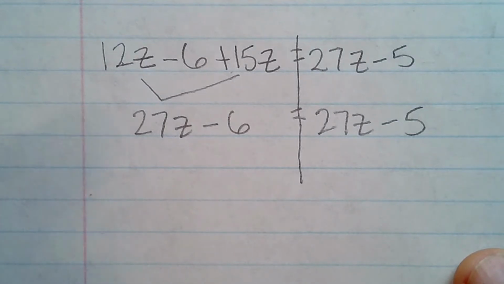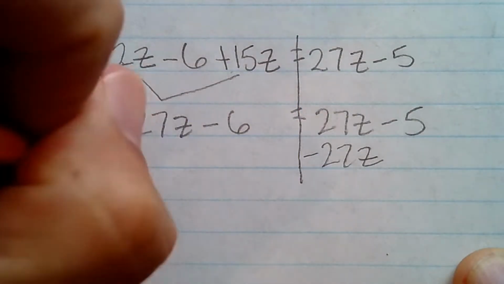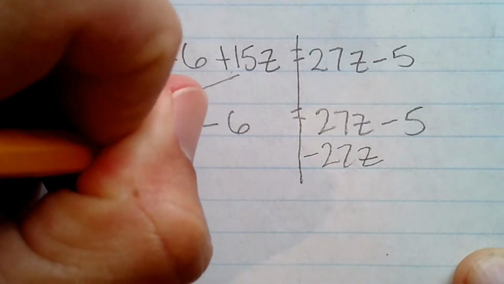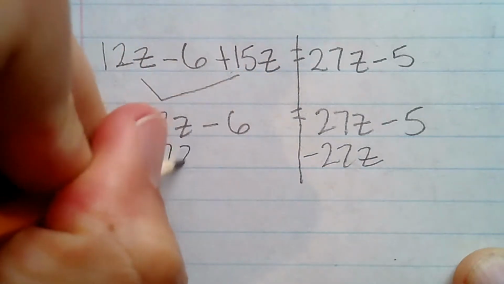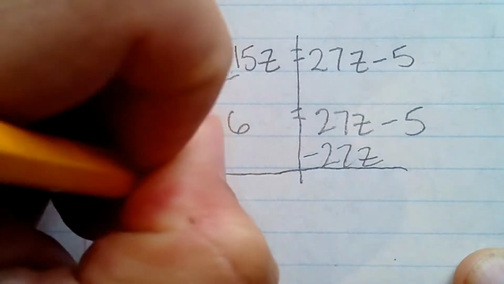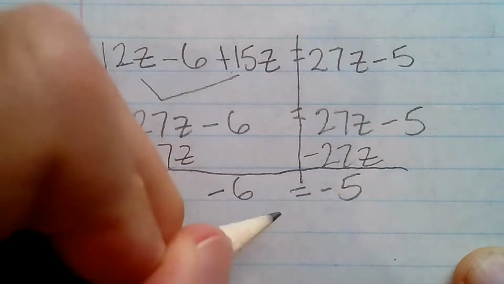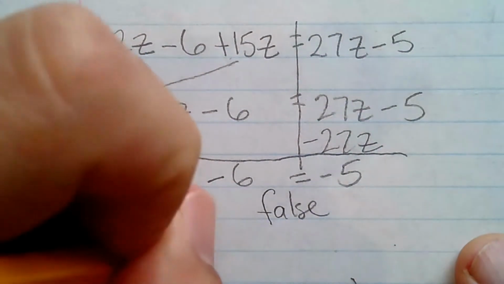If I subtract 27z, I subtract 27z from both sides. I keep doing the same thing. Okay. Then what I have is negative 6 equals negative 5. Now, this is a false statement, and for false statements, there is no solution.